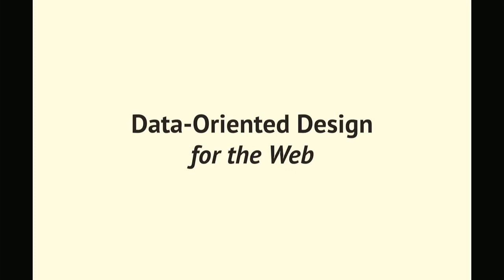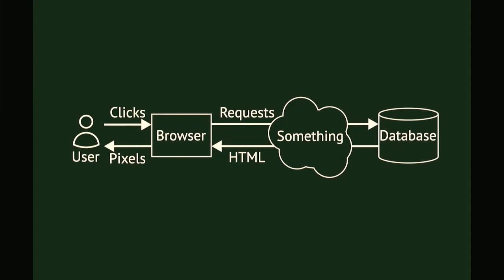So now we can ask about applying the data-oriented design model to the web. What is the input data, the output data, how are we going to work with it? Here's my approximate diagram of any website ever. We've got the user, and they send clicks, or indeed any other interaction, like keyboards, or perhaps they're using voice control, to the browser. The browser sends requests to our something, which we'll define later.